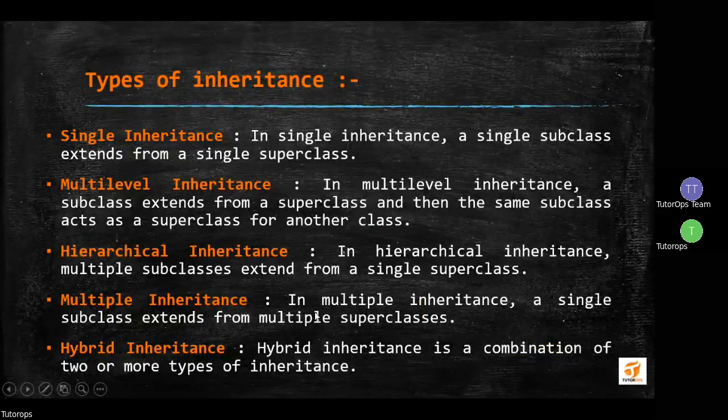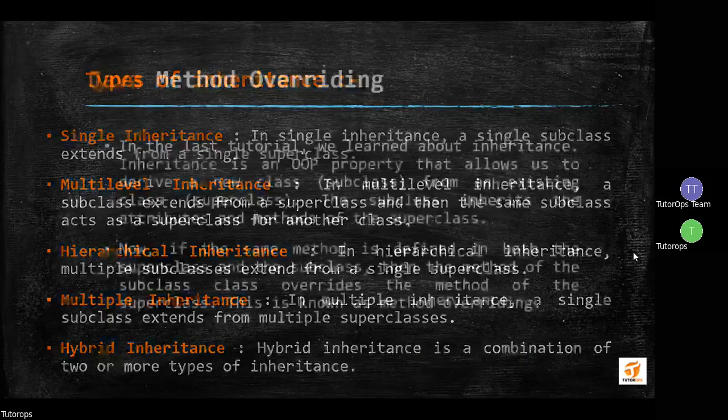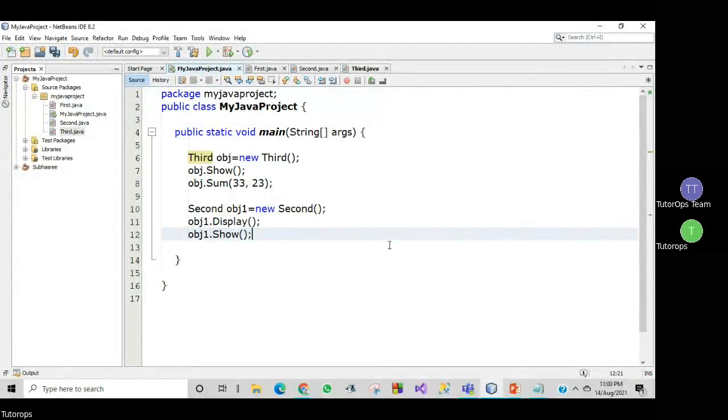Multiple inheritance is not possible in Java. That is only possible in C++. Hybrid inheritance: if you combine these inheritances, then it is called hybrid inheritance. Okay.